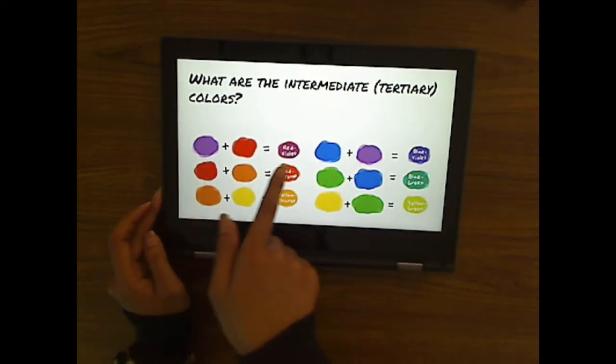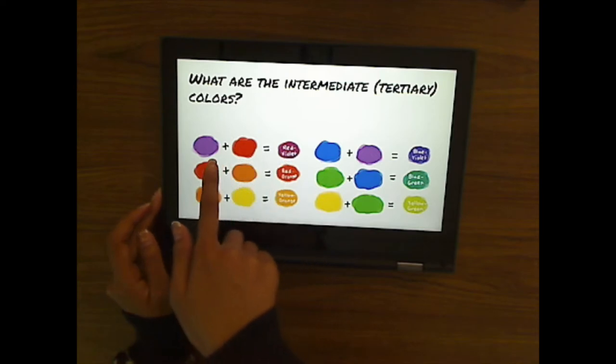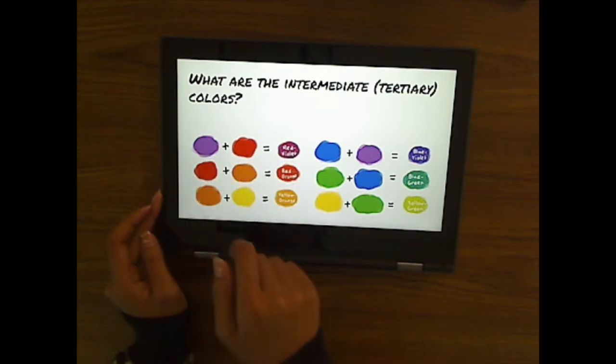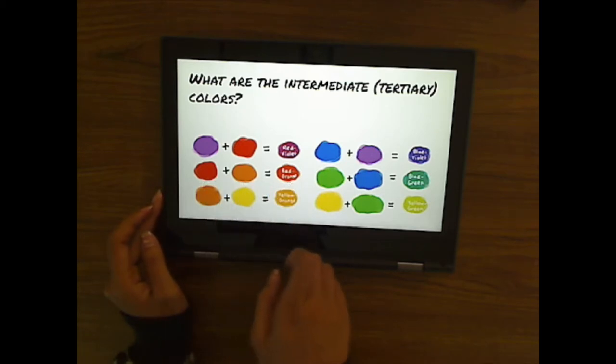Again, the names of those intermediate or tertiary colors are the names of what makes it up. So red plus violet equals red violet. Red plus orange equals red orange. Blue plus green equals blue green.